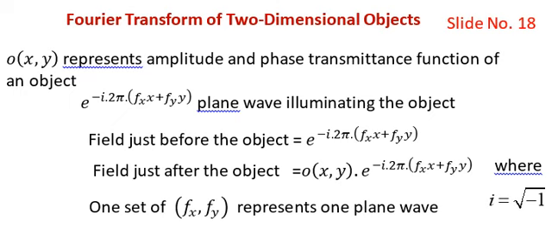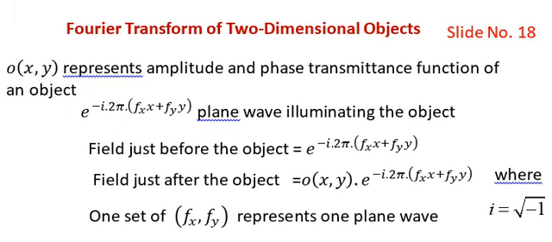Now we turn to a very important topic, that is the Fourier transform of two-dimensional objects. The Fourier transform, as we have mentioned earlier, is a very important tool in order to analyze the optical system. So one of the main tools in Fourier optics is the Fourier transform.